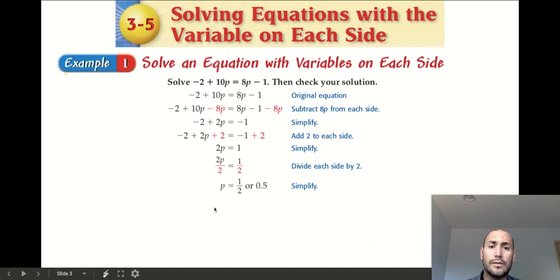The final part is it's asked us to check our solution. Again, we're going to check it by putting it back in the original equation. If we say p equals 1/2, then anywhere there's a p, I'm going to substitute 1/2 into its place.